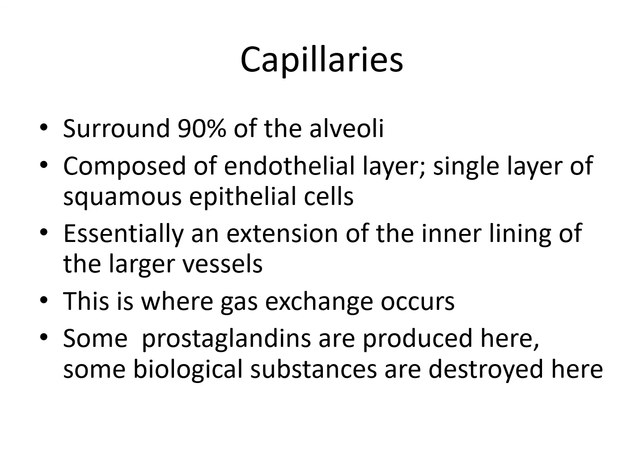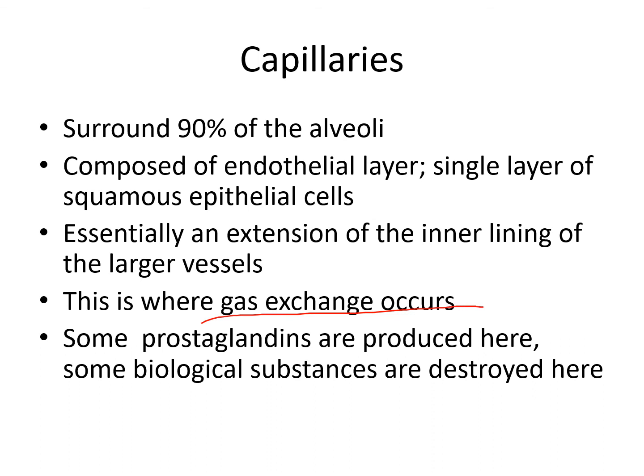So the capillaries, they surround 90% of the alveoli. They have mostly an endothelial layer, just squamous, right? We need nice thin tissue here. And this is pretty much just the extension of the tunica intima that we're seeing here, right? It's that innermost layer that just extends and stays there, and we're progressively losing those outer layers. And this is where gas exchange occurs, right?